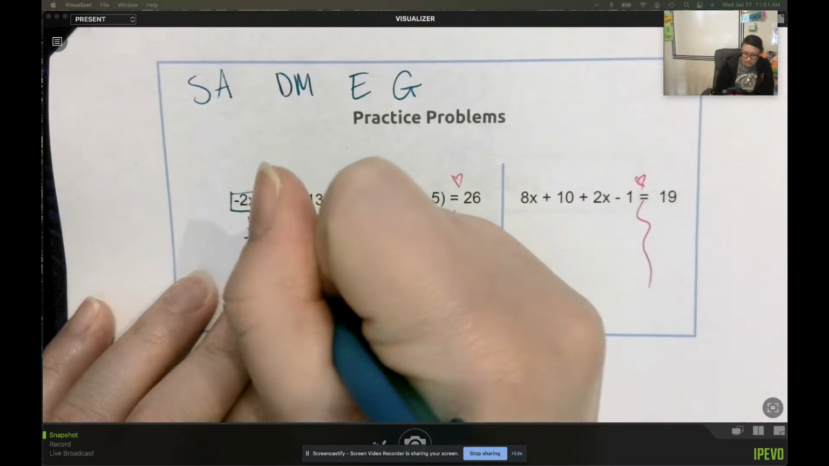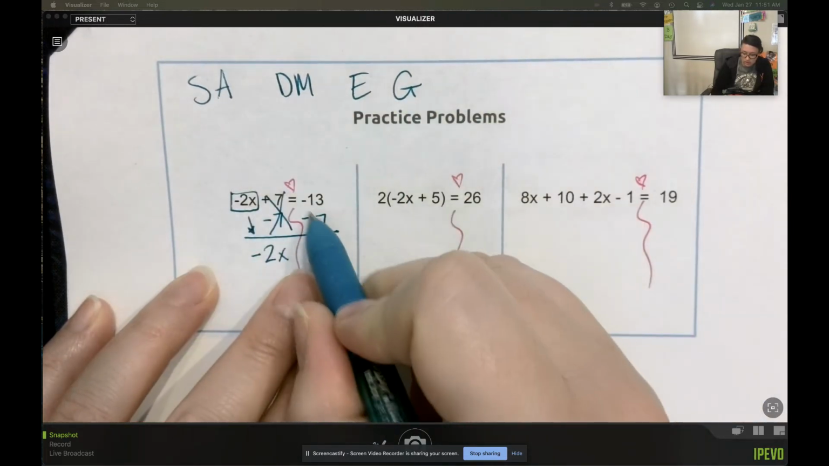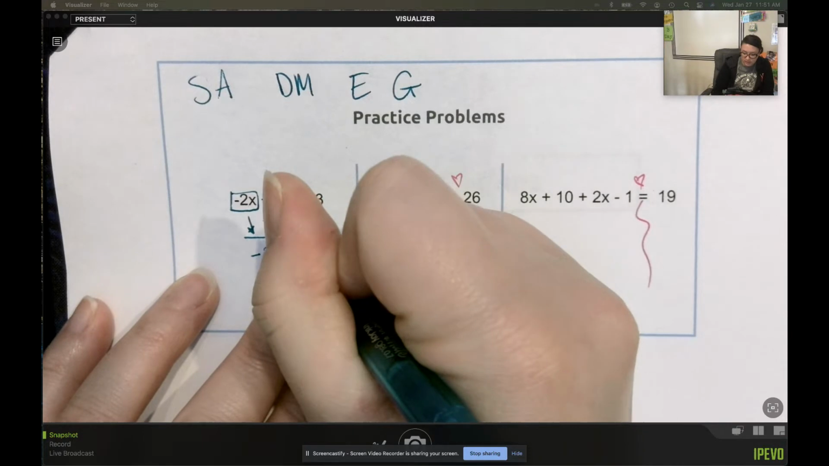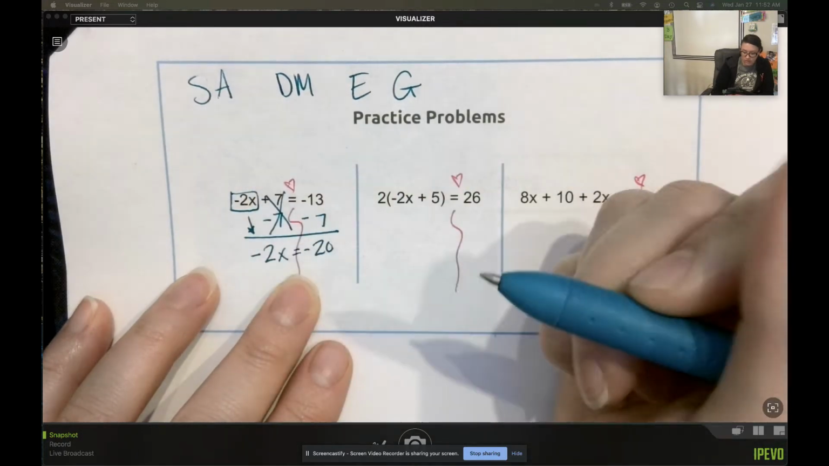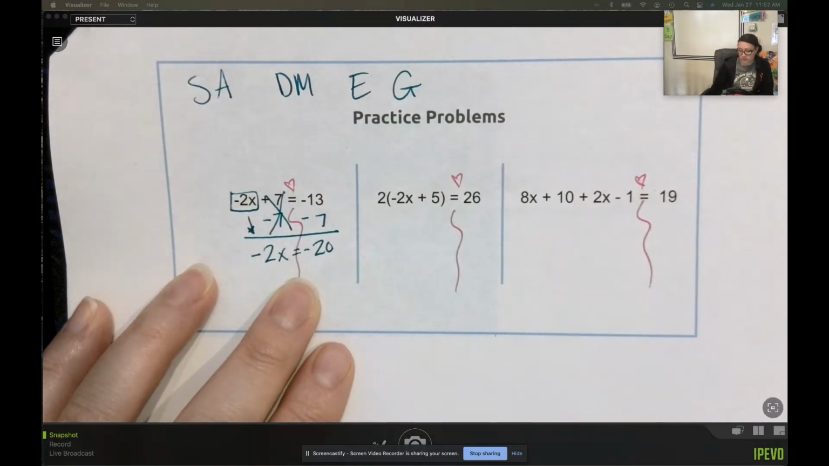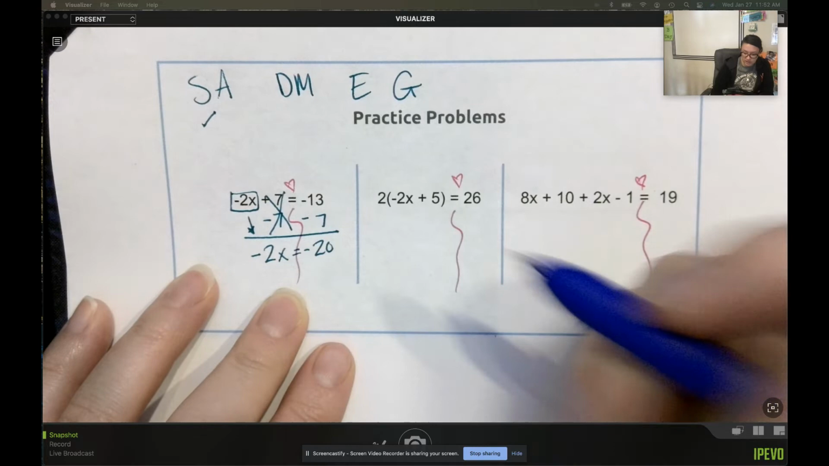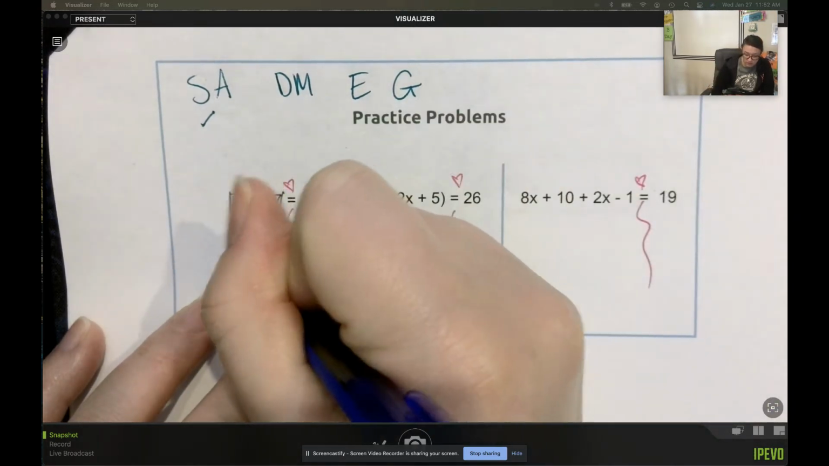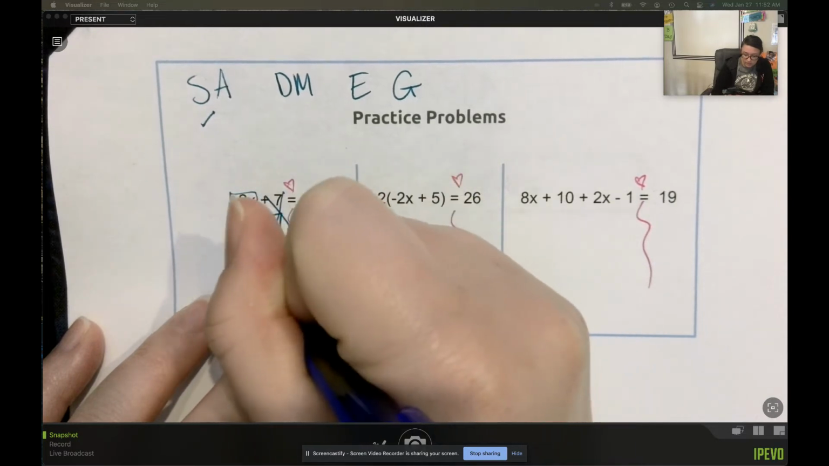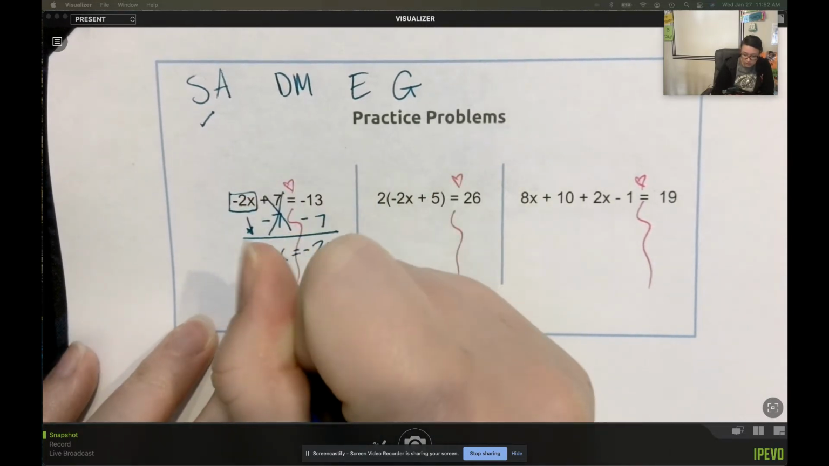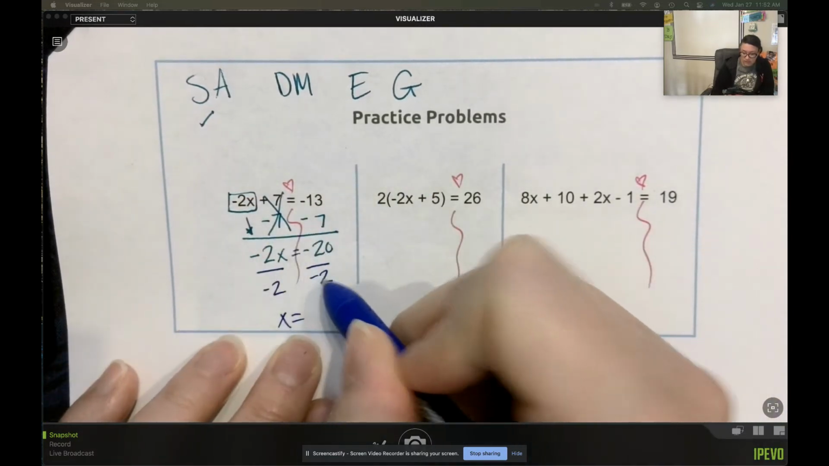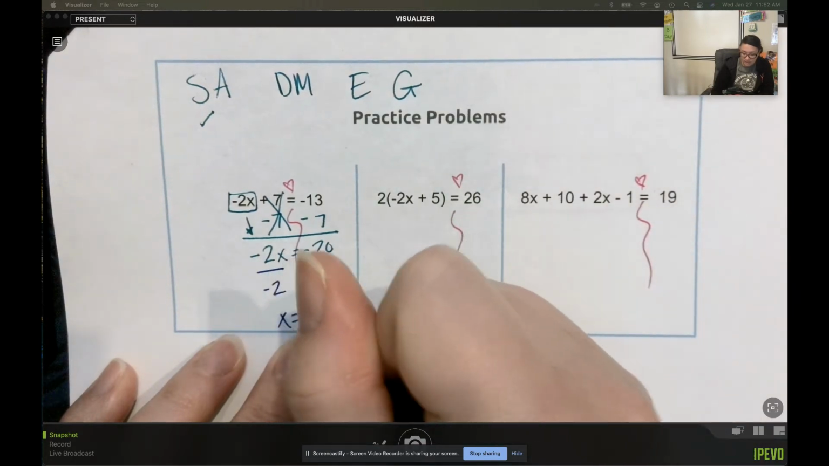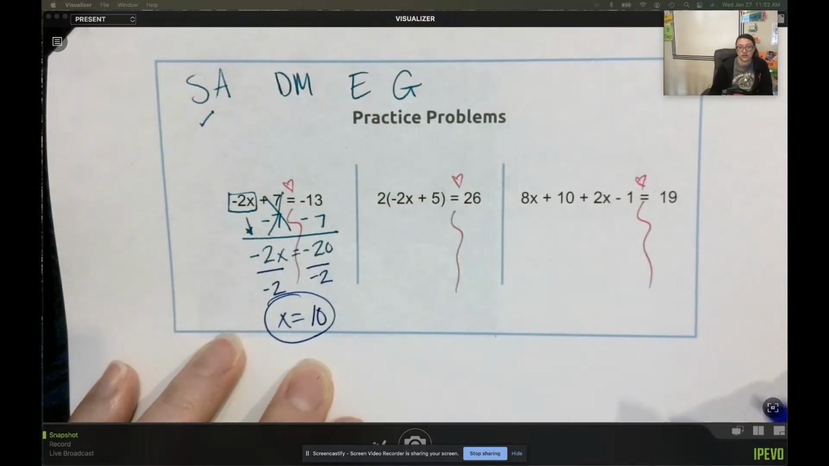Subtract 7 from both sides. I bring down my negative 2x. Negative 13 minus 7 gives me a negative 20. There's our subtraction and addition. Now for multiplication and division. Side by side means multiply. The inverse would be divide. Divide by negative 2. This is where we get a little tricky. Negative 20 divided by negative 2 gives me a positive 10.